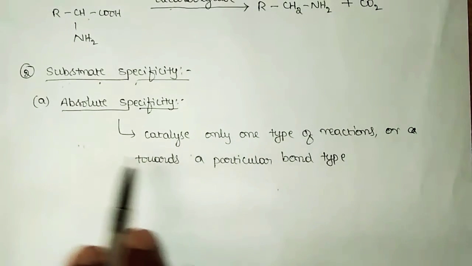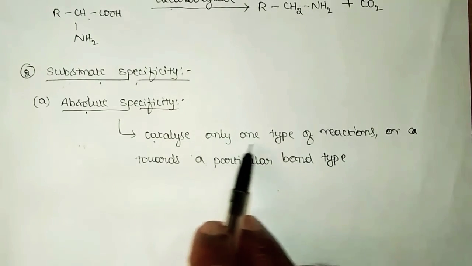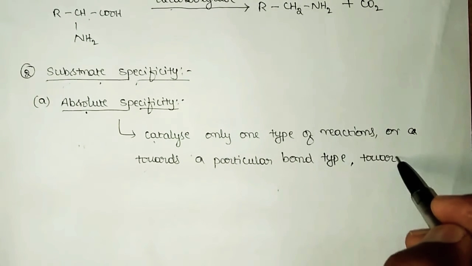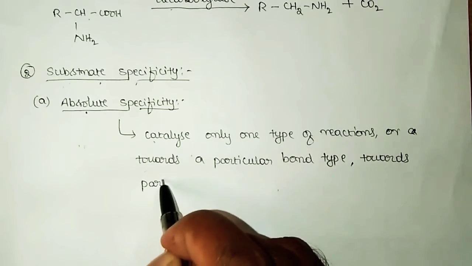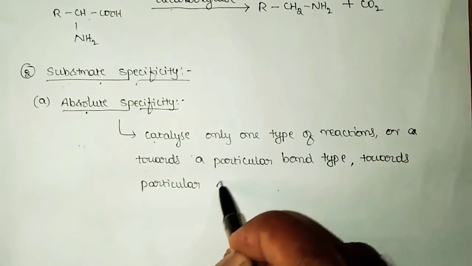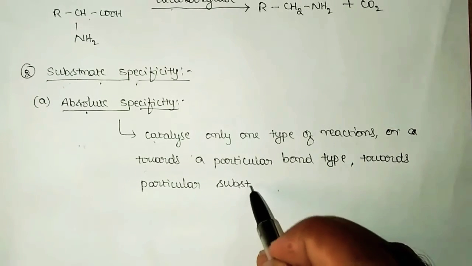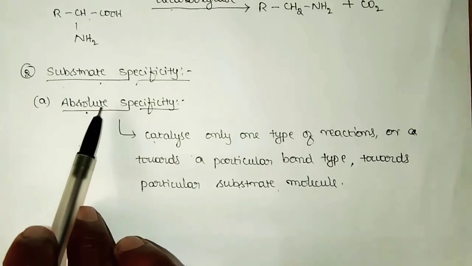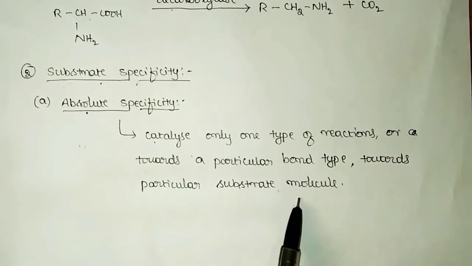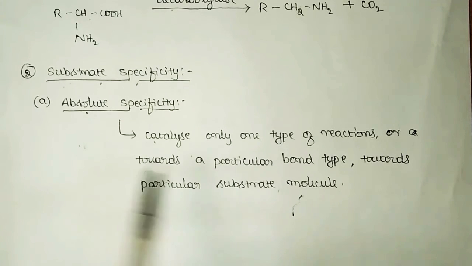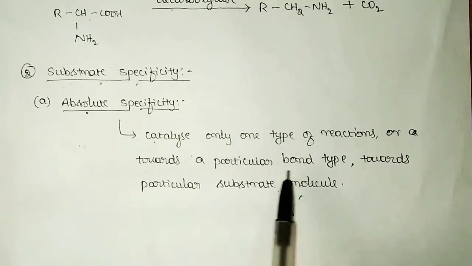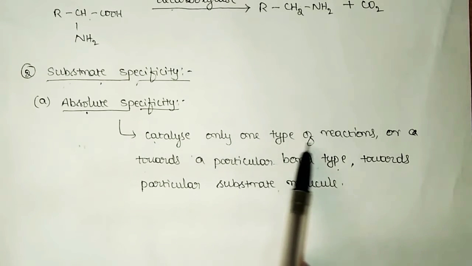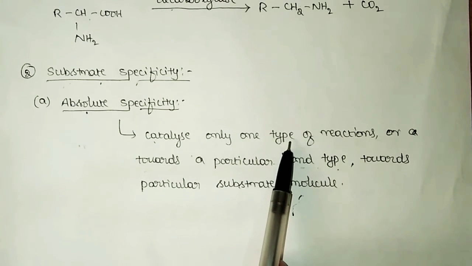Here we can say absolute specificity means they will catalyze only one type of reaction, or act on a particular type of bond, or show specificity towards a particular substrate molecule. That means one enzyme can act on only one substrate molecule, not on all substrate molecules. One enzyme can act on a particular type of bond, not on all the various types of bonds. And one enzyme can catalyze reactions of only one type and not all other types of reactions.